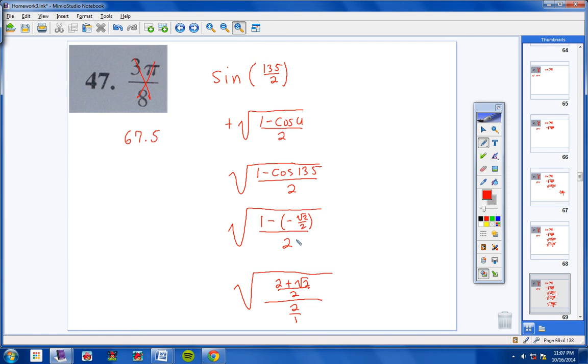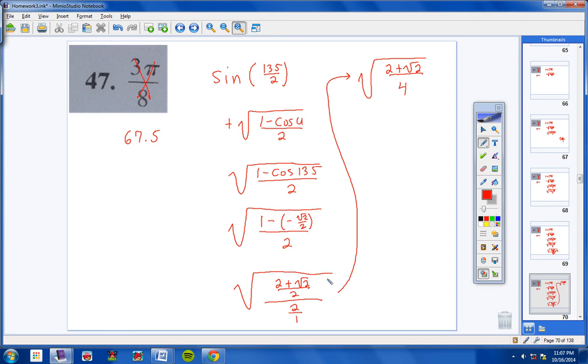Now watch carefully what I did here. I took this 1 and I made it 2 over 2, okay? And then minus the minus is plus. So 2 over 2 plus square root of 2 over 2 would be 2 plus square root of 2 all over 2. And then this number here, I just put it over 1, so I have 2 over 1. Now in a second, I'm going to take this, bring it up top, flip it, and then multiply these two together, okay? And when I do that, I'm going to get this right here, okay?